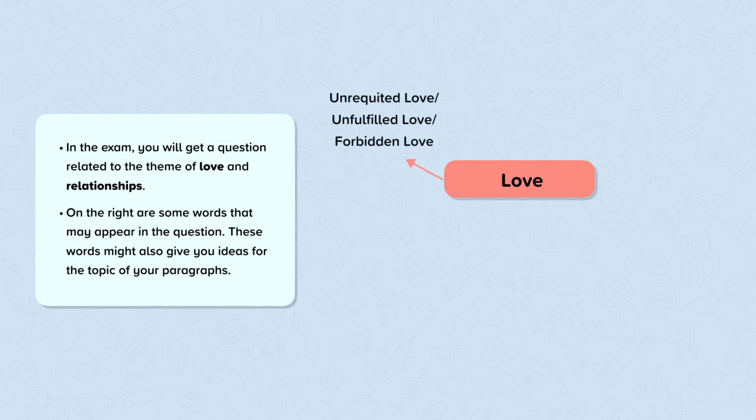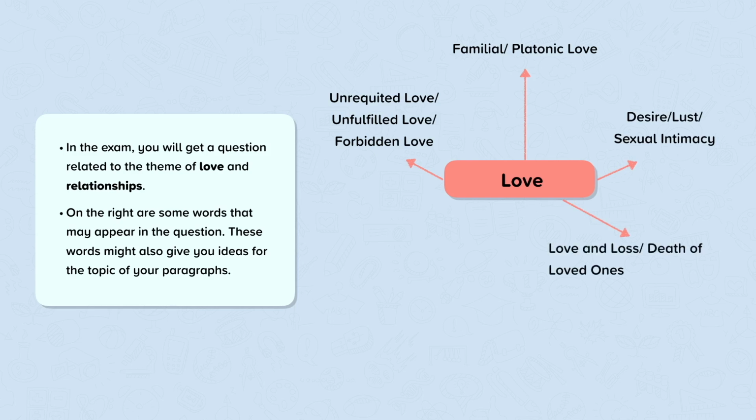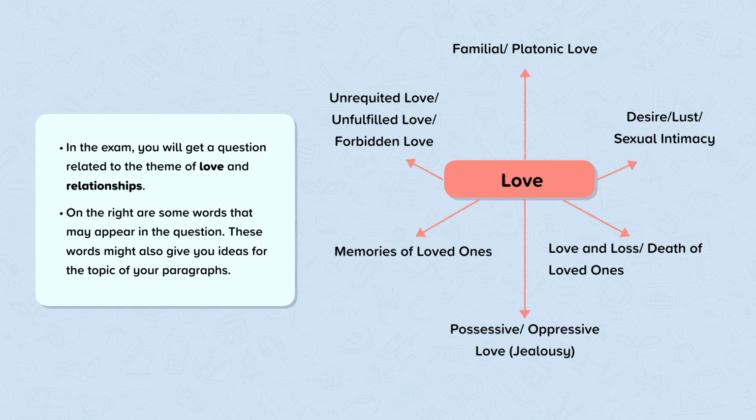You might focus on unrequited love, unfulfilled love, or forbidden love, familial or platonic love, desire, lust or sexual intimacy, love and loss or the death of loved ones, possessive or oppressive love, which could link to jealousy, or memories of loved ones.